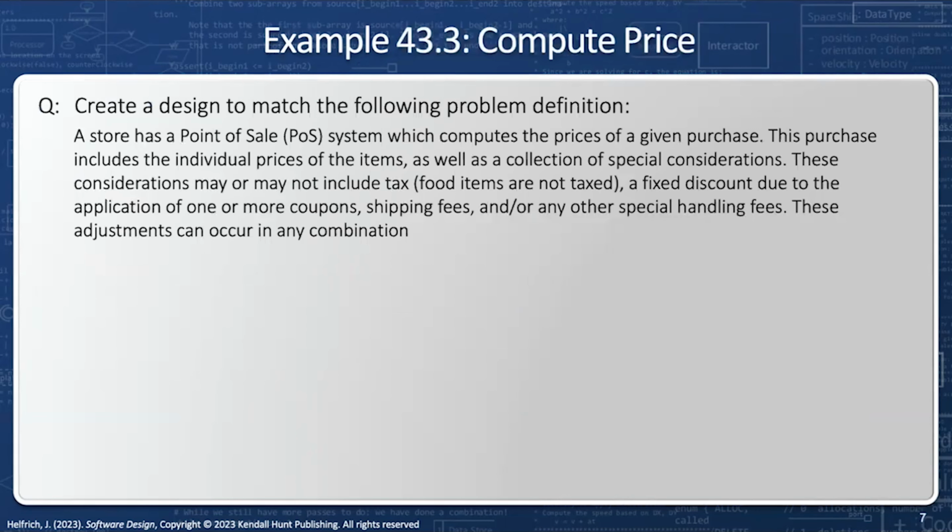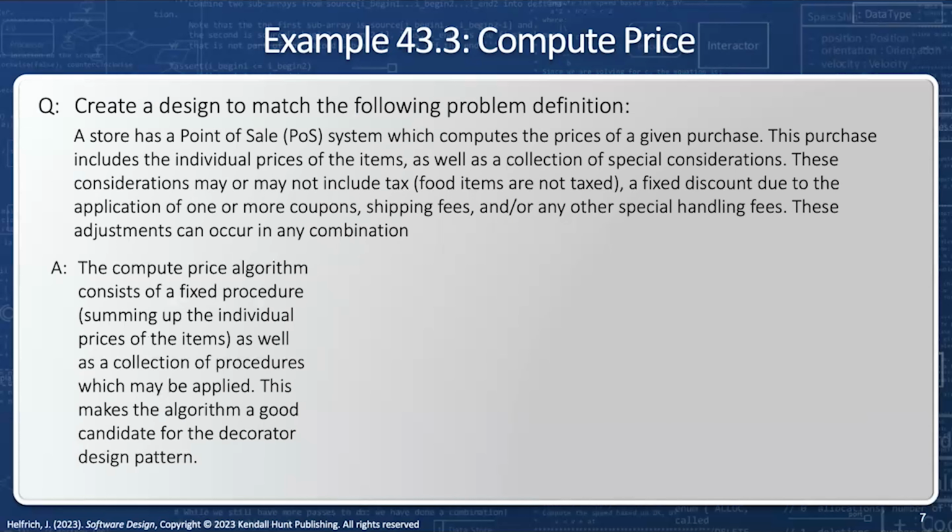Let's take another example here, one a little more complicated. A store has a point of sale system which computes the price for a given purchase. This purchase includes the individual price of the item as well as a collection of special considerations. These considerations may or may not include tax, fixed discount due to the application of one or more coupons, shipping fees, and anything else. And of course, these adjustments can occur in any combination and order.